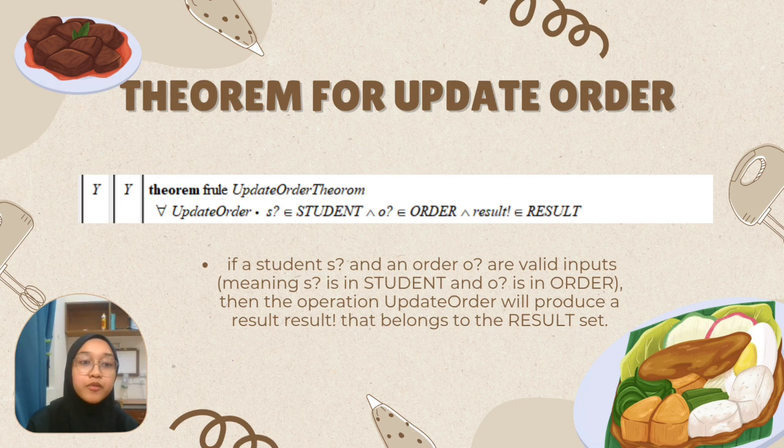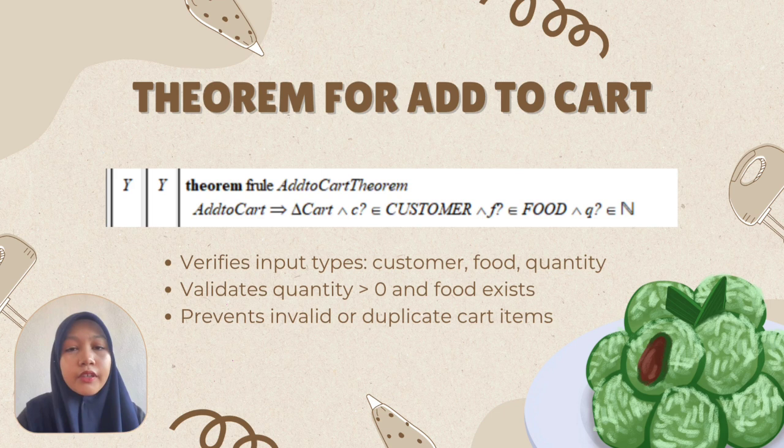Next, this theorem describes what happens when a student's food order is rejected. It says that if a valid student is involved in the reject order operation, the system will return a result of rejected. This ensures the system clearly communicates the rejection's outcome and only processes valid student inputs.